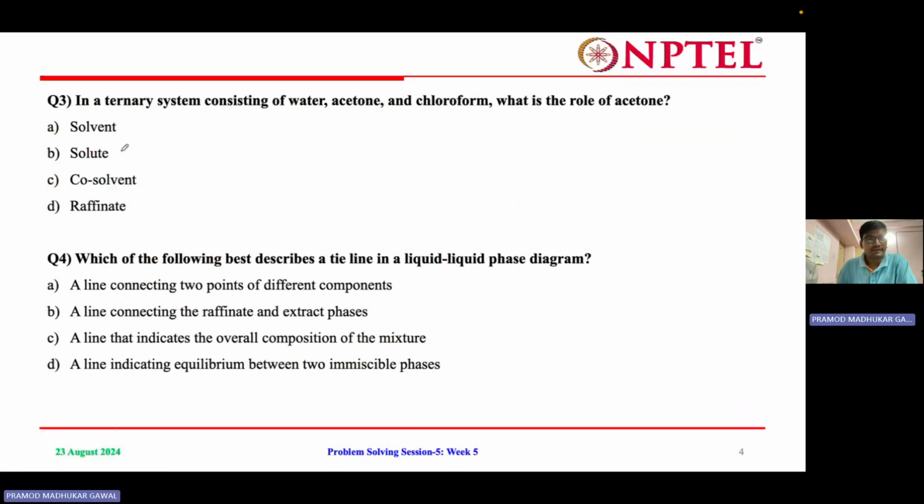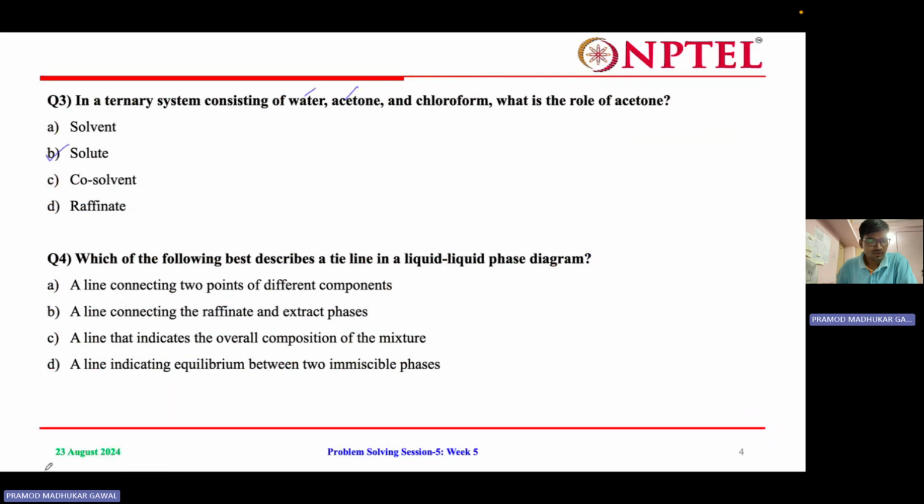Moving to question number 3: in a ternary system consisting of water, acetone, and chloroform, what is the role of the acetone? Here there is the carrier, this is the solute, and this is the solvent. There are also criteria for the selection of the solvent to extract the solute from the feed. So here acetone is the solute in this ternary system.